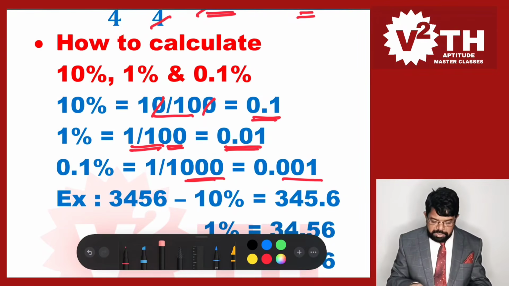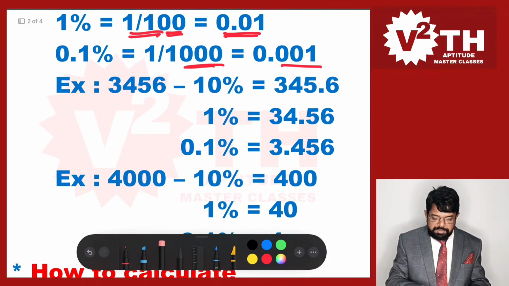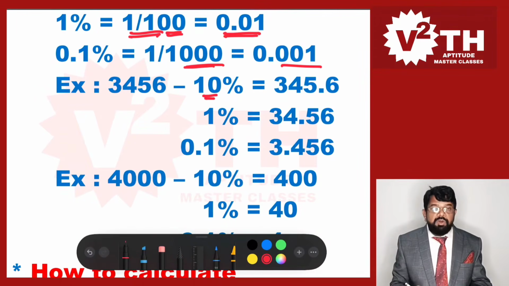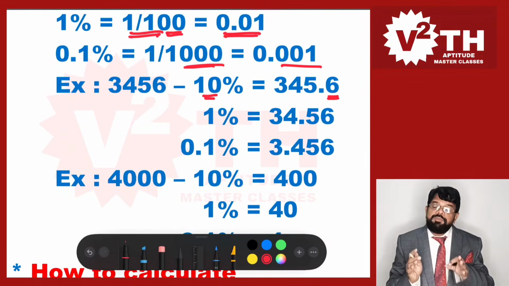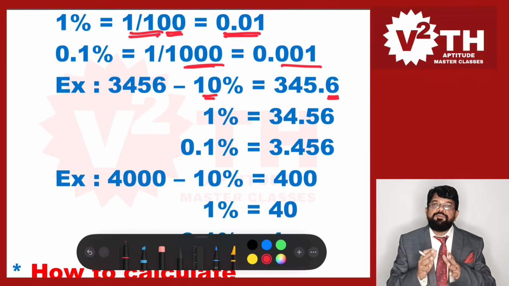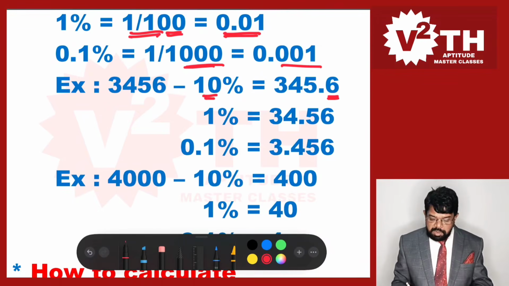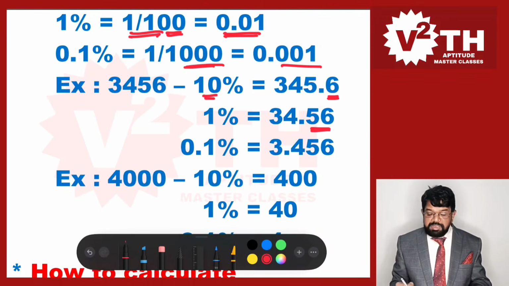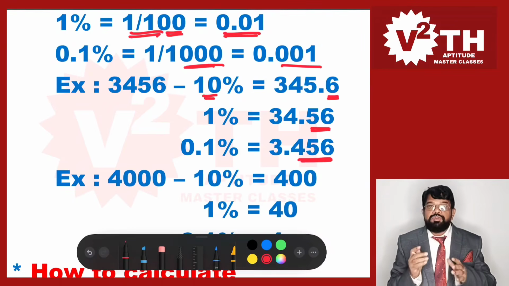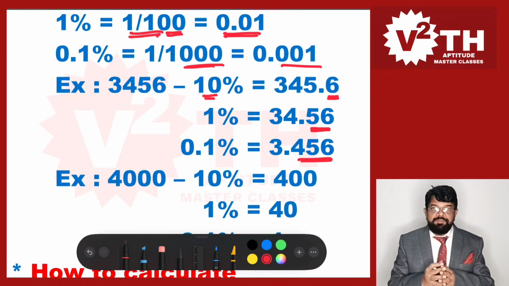Now see some examples I gave here. 3, 4, 5, 6, one example I gave. Now in this 3, 4, 5, 6, what is the 10% value? How can you calculate? Just place the decimal after units place value. So 345.6. After decimal, one digit is there. Now 1% means after decimal, two digits is there here. So 34.56. So 0.1% means after decimal, three digits it is. So 3.456. Understood? 10%, 1%, 0.1%.